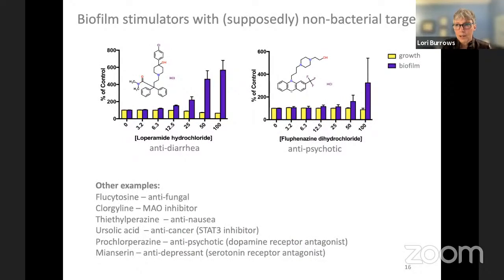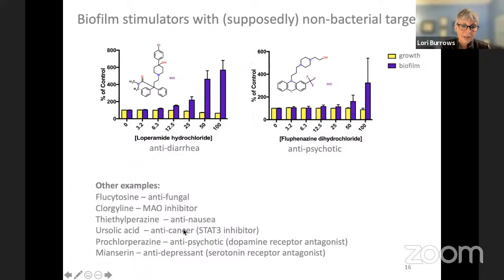So I told you that we screened a library of 4,000 previously approved drugs, and in that library are drugs for all kinds of things, right? Diarrhea, antipsychotic drugs, like psychiatric drugs, you name it. And interestingly, we found quite a few drugs in that collection that are not meant to be antibiotics, but they cause the same type of reaction. So they don't really kill the bacteria at these concentrations, but clearly the bacteria don't like them because they are starting to make more and more biofilm as you increase the concentration.